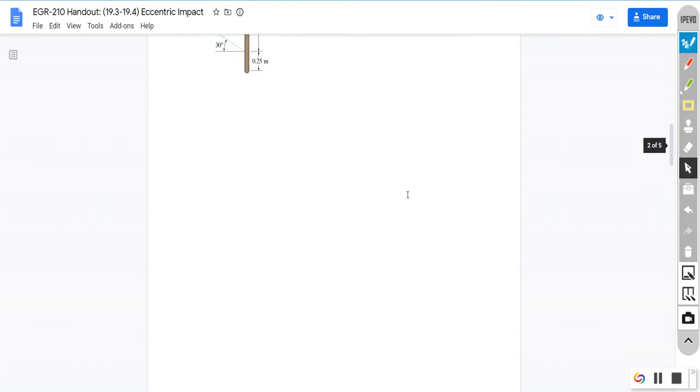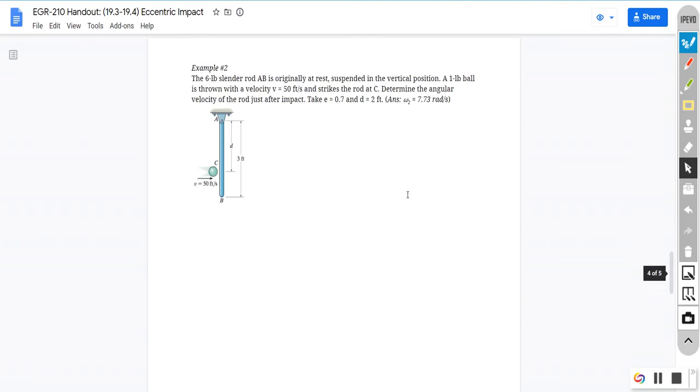Alright, so let's look at our example. Our example is a lot like example 1 in the sense that we have a slender rod hanging down and we have some particle that's going to run into it, except this time that particle is not going to stick, it's going to bounce off of it. We're still asked to find omega 2.